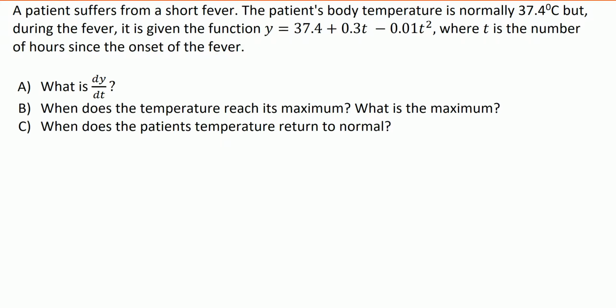So we're starting now to get into using all the stuff we've done in a context. Okay, so we're just going to have a little look at a standard context that comes up quite often. Okay, so patient suffers from a short fever, given to you with a temperature, given by that function there, number of hours since the onset of the fever.